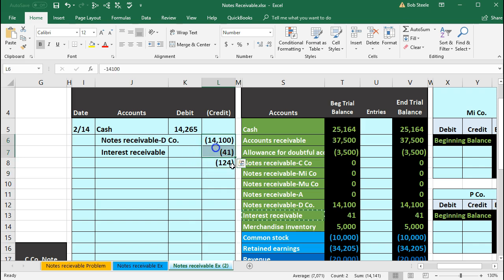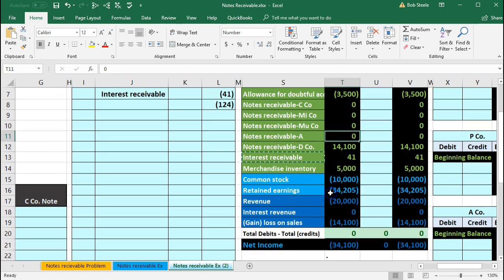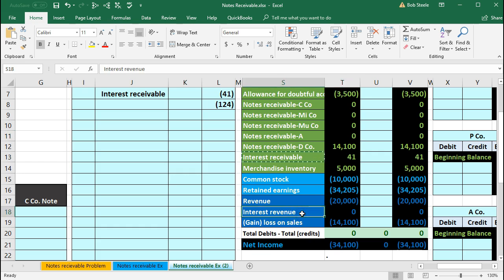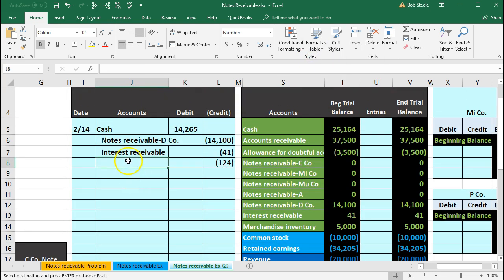So we're going to take these two numbers, in other words, 14,141 minus the 14,265. Now we could have taken the 165 minus the 41 gives us that same 124, meaning total interest was 165, 41 of it was earned last time period. 124 then earned this time period. That then is going to go to the current income statement account of interest revenue. Interest revenue is a credit balance account. It being revenue, it always goes up in the credit direction as is happening here. I'm going to right click and copy. We're going to paste that in J8, right click and paste 1, 2, 3.